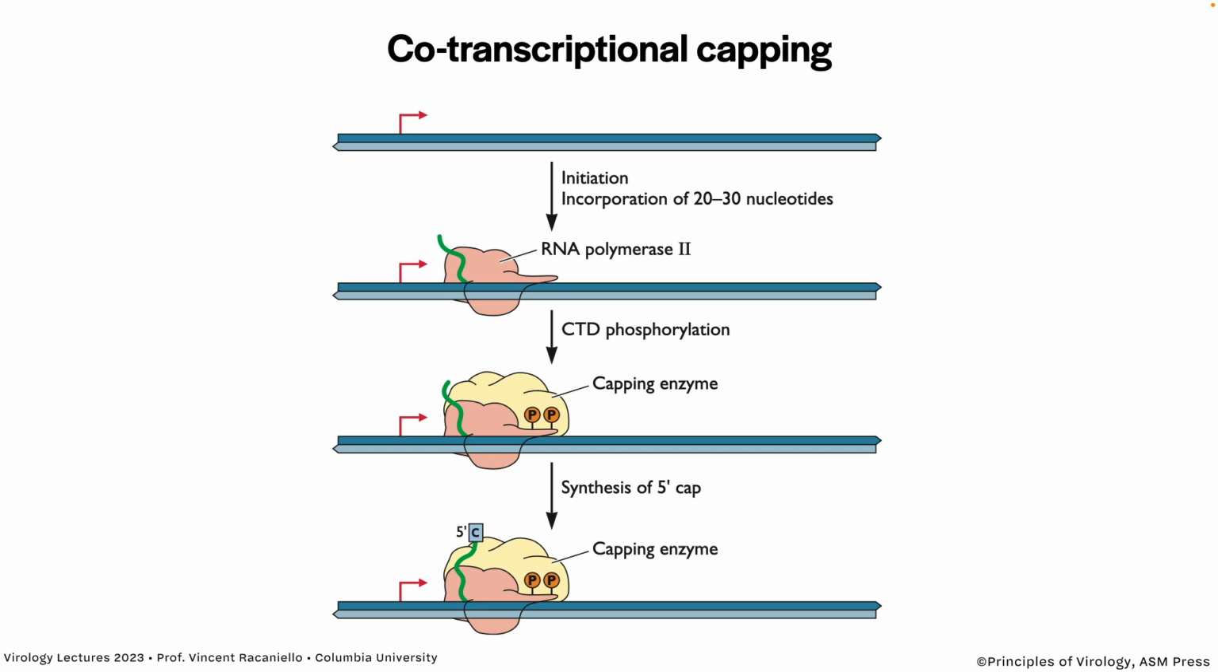And then what happens is a phosphorylation event of the C-terminal domain of the polymerase, which then allows the capping enzyme to come in and bind, and the capping enzyme adds the 5' cap to the message as the polymerase is moving down the DNA, synthesizing mRNA. So we say it's co-transcriptional capping because it's not made at the very beginning, it's not made at the end, it's made during transcription.